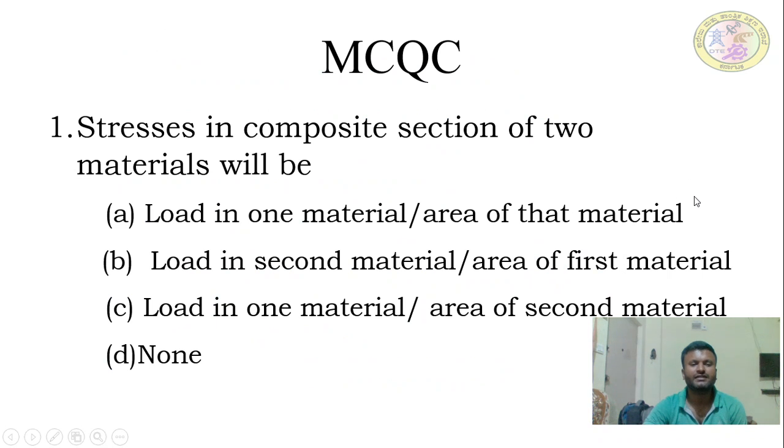Okay. Next, multiple choice question. Stresses in composite section of two materials will be: load in one material by area of the material, load in second material divided by area of the first material, load in one material by area of the second material, or none of the above. Stresses in composite section of two materials will be load in one material divided by area of that material.